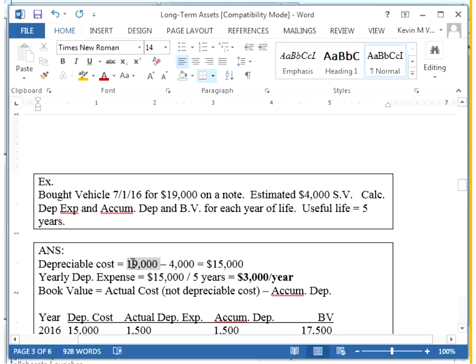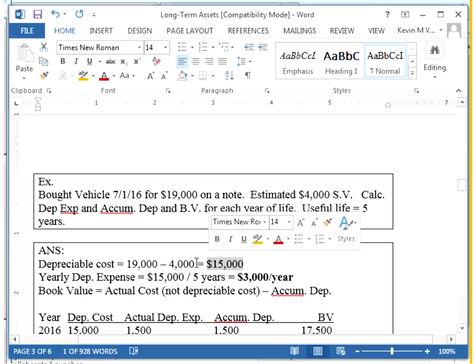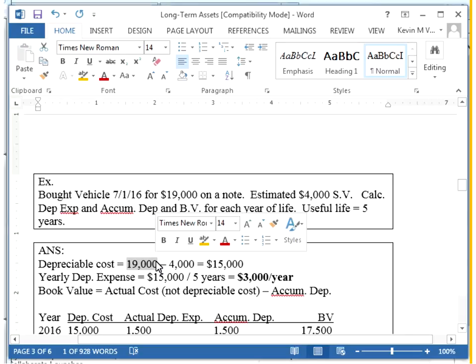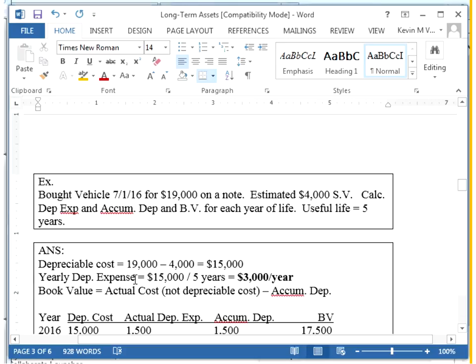Remember how you get book value? You take your actual cost. This $15,000, there is no journal entry for this. This is only for calculation purposes. That's it. Once I've used it for calculation purposes, then I pretend it's not there anymore. So to get the book value, I take my original cost, what's on my T account, $19,000, and subtract out the $1,500.